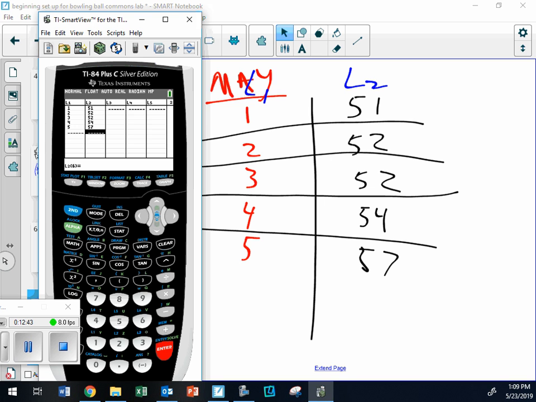Okay. I'm going to stat. Now I'm going to calculate. You might think I'm going to go to two various stats, and I'm not. I'm going to linreg. You know what that stands for? A linear regression. Now, you guys don't hit it yet. If you already have, then just watch mine.